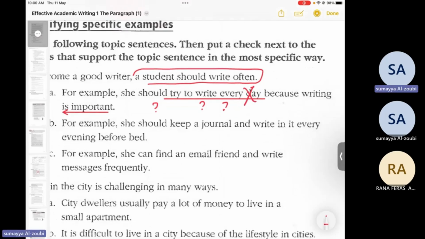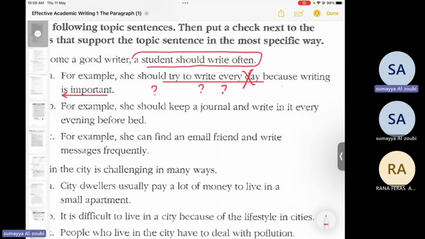Look at example number 2. For example, she should keep a journal and write it every evening before bed. What do you think about this example? Good or not? They would like to explain how a student should write often. So to keep a journal and write every evening, is this a good example or not? Yes, this is a good example. You can use it here to clarify what you mean by your topic sentence.